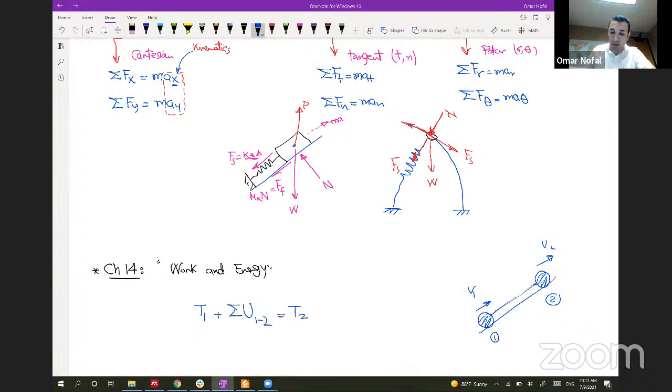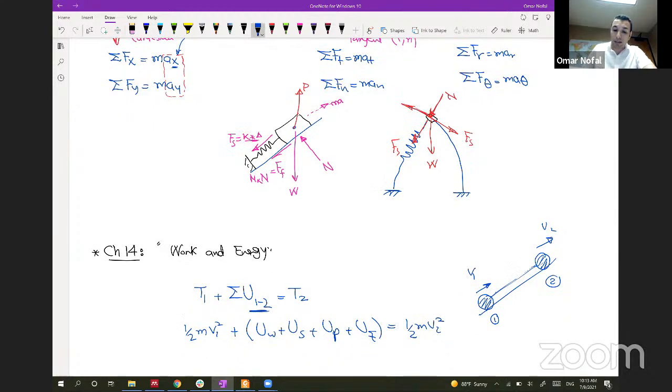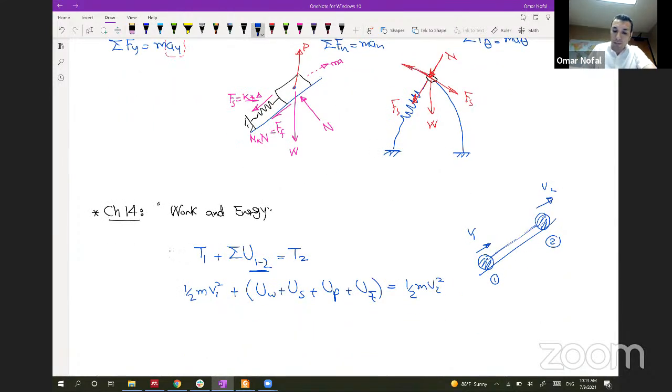And the kinetic energy is equal to half the mass times V1 squared, plus the work done by all the forces: the work done by the weight, the work done by the spring, the work done by any external force, the work done by the friction. All the works should be here, and this should be equal to half m V2 squared. An equation similar to this one is the conservation of work and energy.